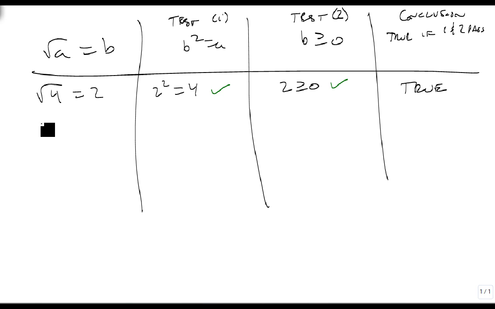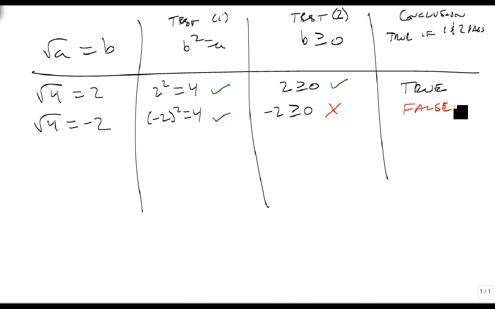Well, we have another root of 4. Let's see what happens with the square root of 4 equals negative 2. Well, here we get negative 2 squared equals 4, which is true. A negative times a negative is a positive. But when we check to see if negative 2 is greater than or equal to 0, that's false. That's not true. And so this is not a proper principal root. So this guy doesn't work.